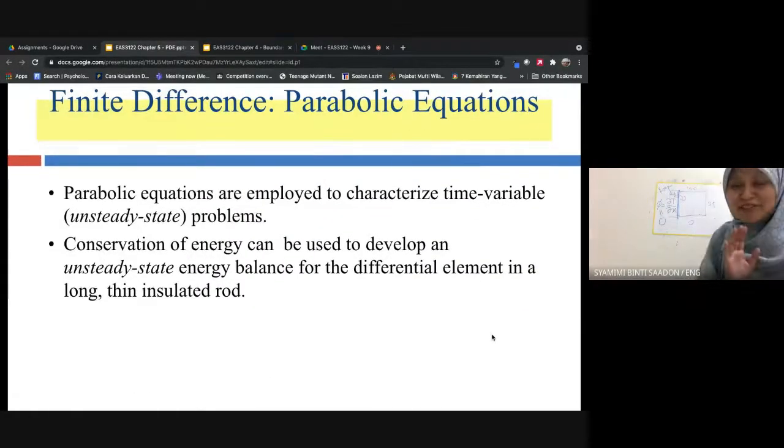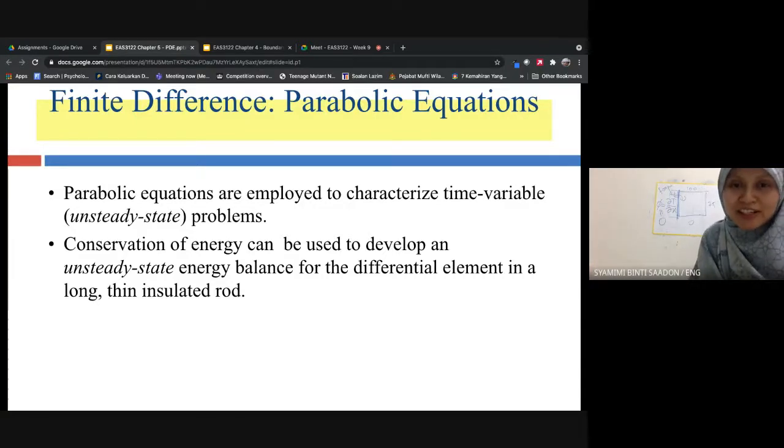Okay, today we are going to do class until 4 p.m. Finite difference. Another equation is a parabolic equation. Just now it was the elliptic equation. This one is the parabolic equation. Why do we have to introduce the parabolic equation?